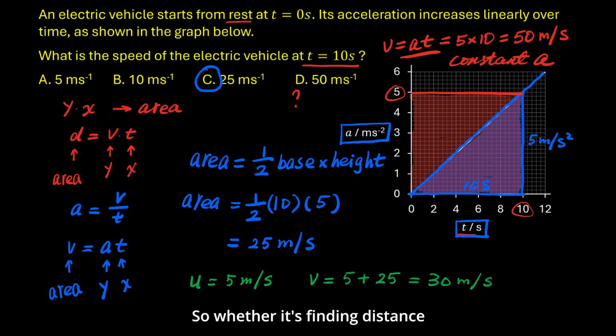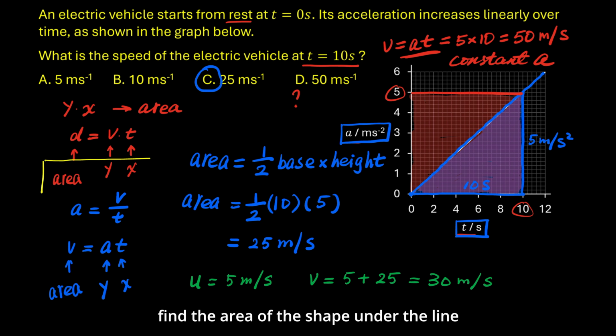So whether it's finding distance from a velocity time graph or finding velocity from an acceleration time graph, the golden rule is always the same. If the formula multiplies the axes, find the area of the shape under the line.